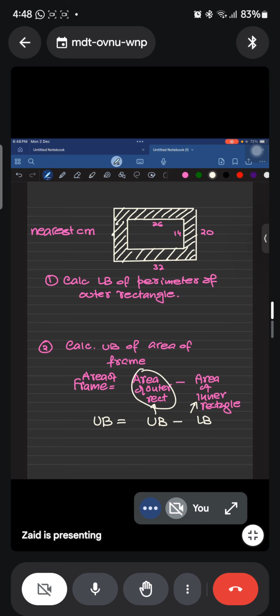Perimeter. Sir, the lower bound of the perimeter. So like this is going to be okay. Outer rectangle width is going to be 20. Upper bound is going to be 20.5 and lower bound is going to be 19.5, and length is 32, so upper bound is going to be 32.5 and that is going to be 31.5. Do you agree with this, sir?